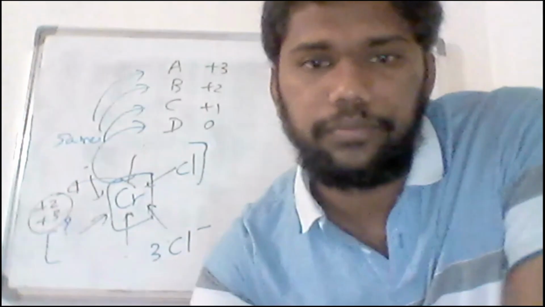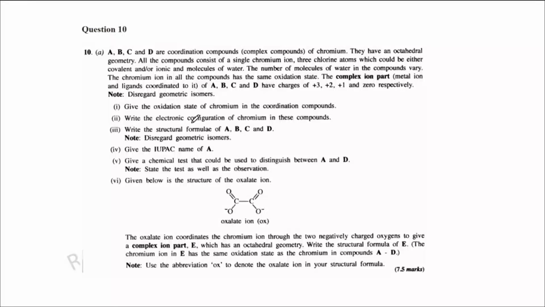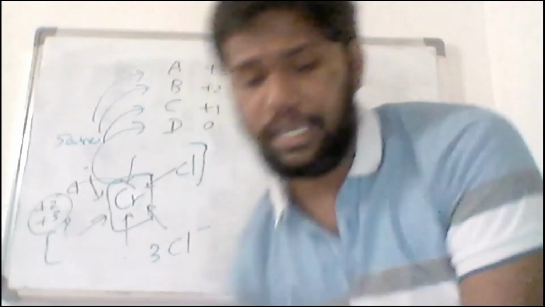Next, write the electronic configuration of chromium in this compound. This becomes straightforward once you find the oxidation state, whether +2, +3 or any other. Then write the structural formula of A, B, C, D. That will be our first task. And give the IUPAC name of A, which will be easy once we find the structural formula. Then give a chemical test that could be used to distinguish between A and D. We have to stop here because we have to find A, B, C, and D first.